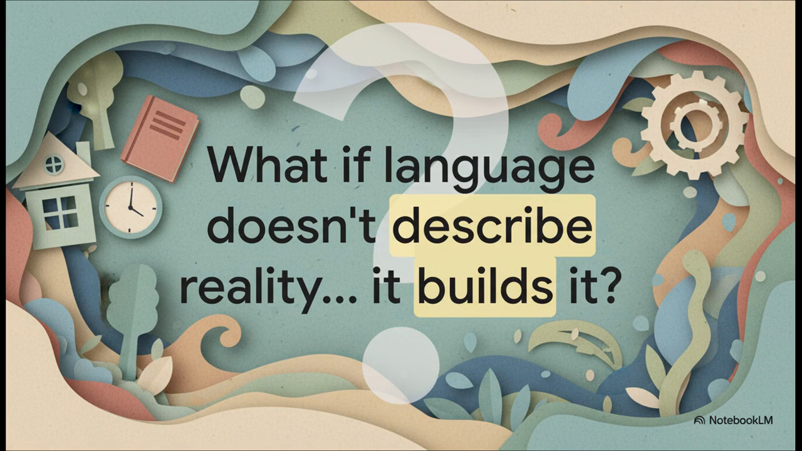But hold on. Here's the question that's going to flip this whole thing on its head. What if that neat little division between things and actions isn't something we discovered out there in the universe? What if it's an architecture, a blueprint that we imposed on the universe using our grammar?